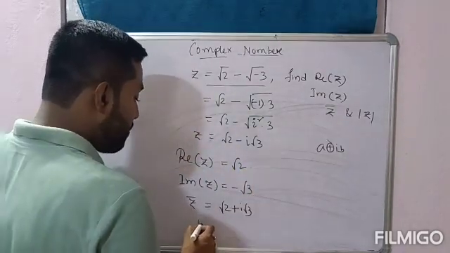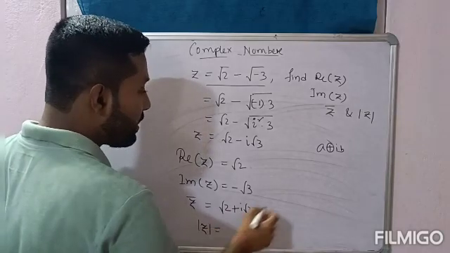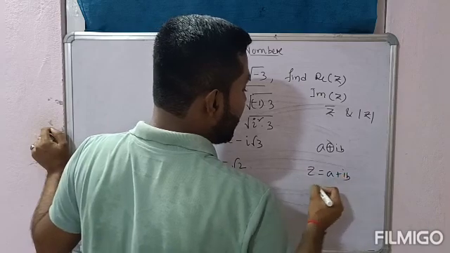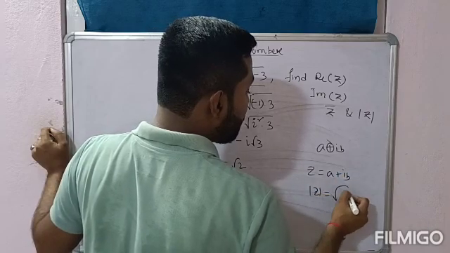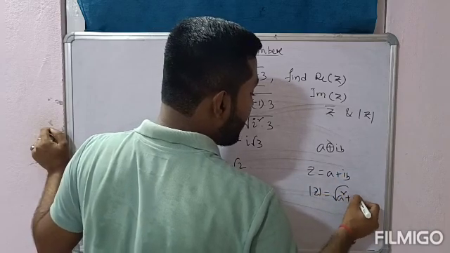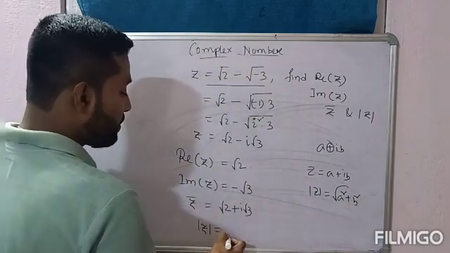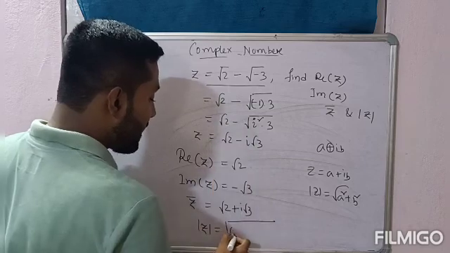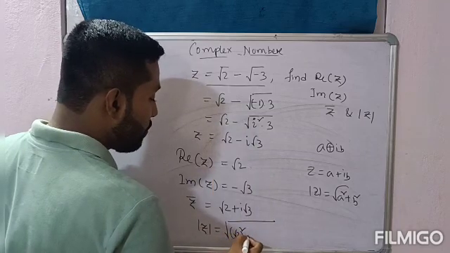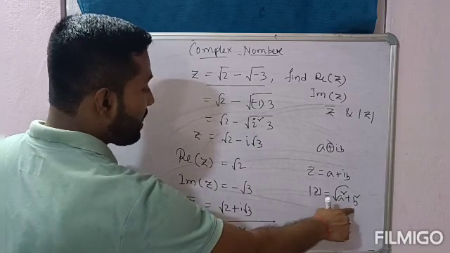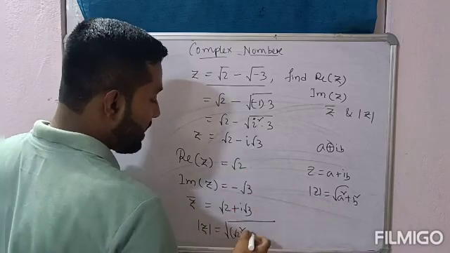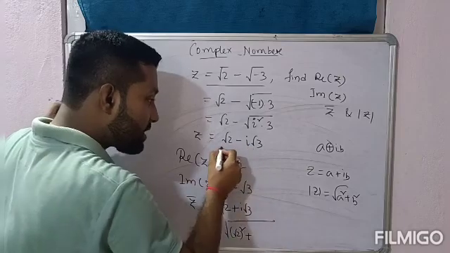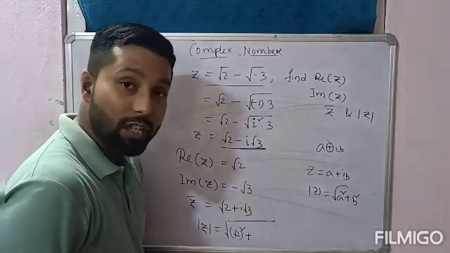एंड द लास्ट वन इज mod z. mod z का फॉर्मूला क्या है? If z is equal to a plus ib, then mod z is equal to √a square plus b square. So mod z is equal to, तो फिर क्या होगा? अंडर रूट. A means the real part, so here the real part is √2, so √2 whole square plus b square. B is the imaginary part, so the imaginary part is, don't write √-3. After the modification what we got, that one you have to use now.